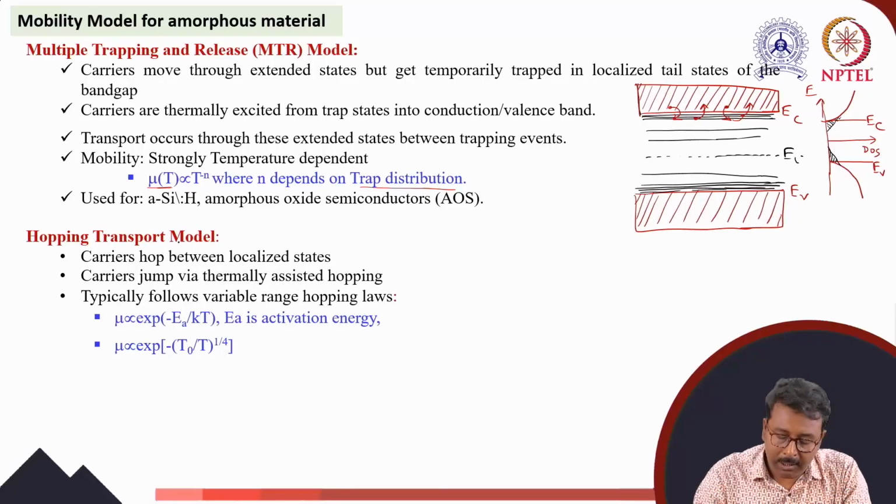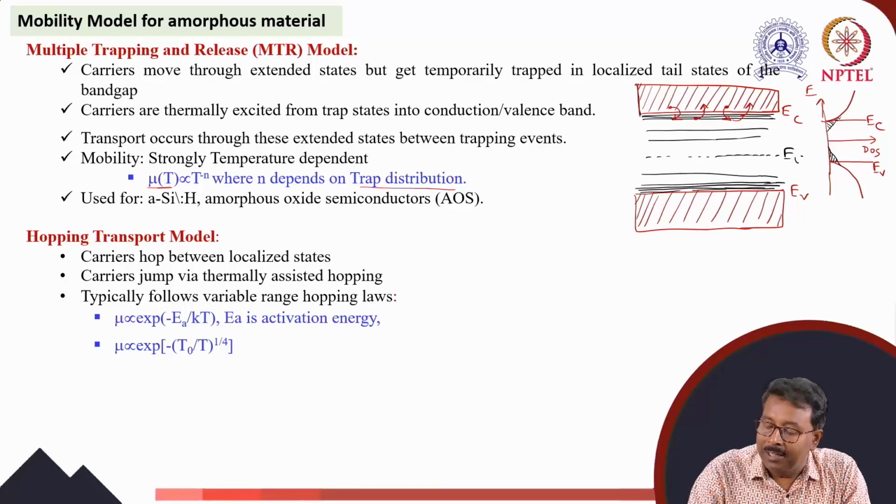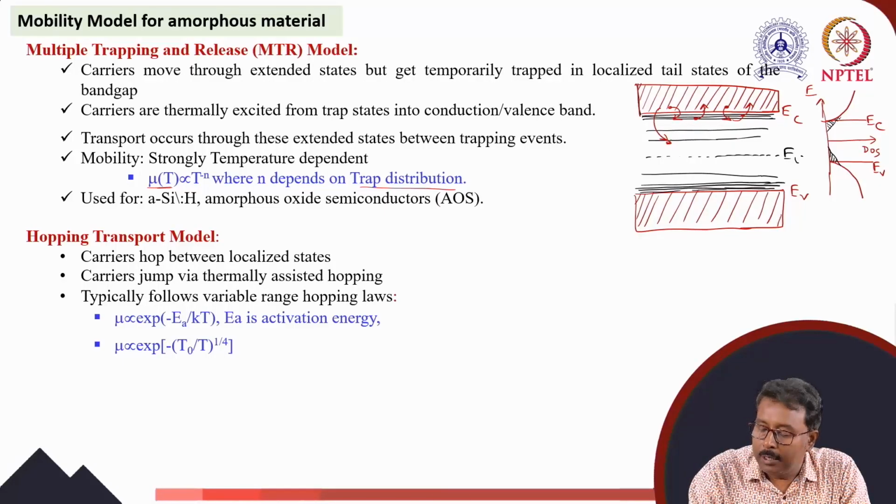Next is the hopping transport model. Here the carriers hop between localized states. These are the localized states, and carriers jump via thermally assisted hopping. And typically this follows the variable range hopping law. This law is called the variable range hopping law. Suppose one carrier is trapped from the conduction band to a localized trap state. From this, they may hop to another state.